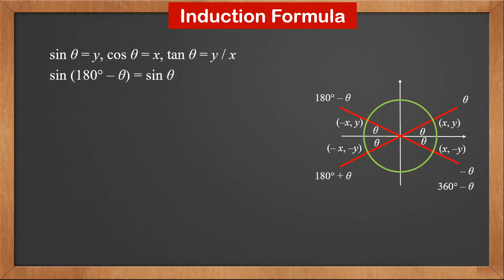From the diagram, we know sine 180 degrees minus theta is y. So it's equal to sine theta. Sine 180 degrees plus theta is minus y. So it's equal to minus sine theta. Sine minus theta is minus y. So it's equal to minus sine theta.